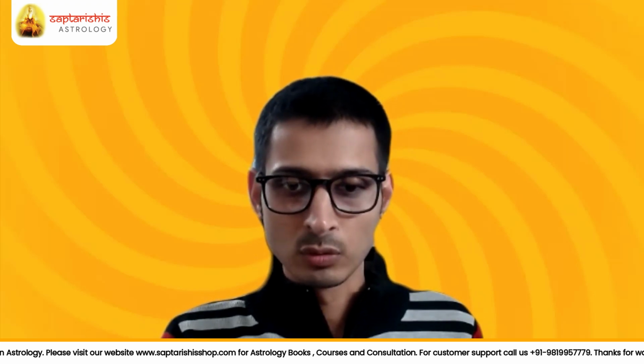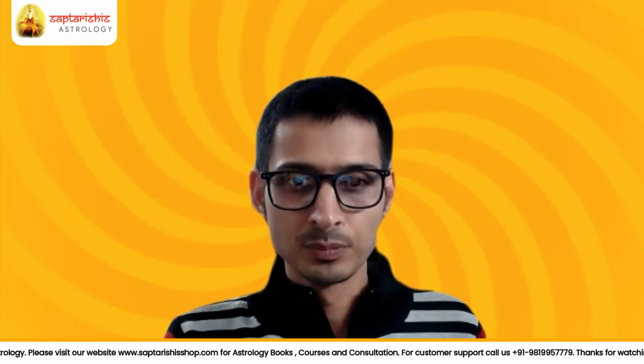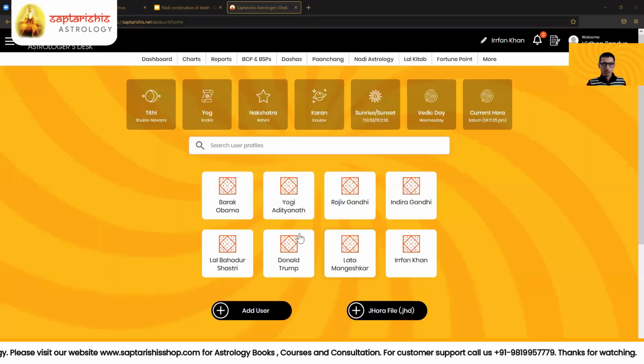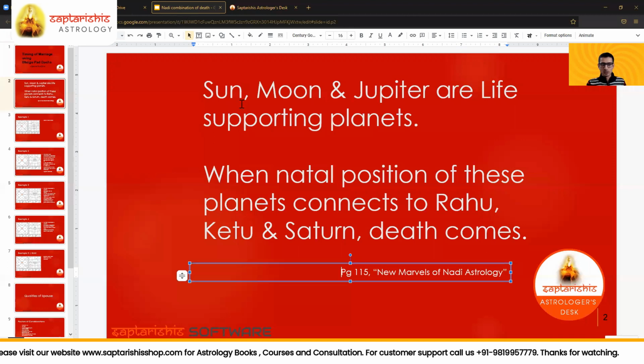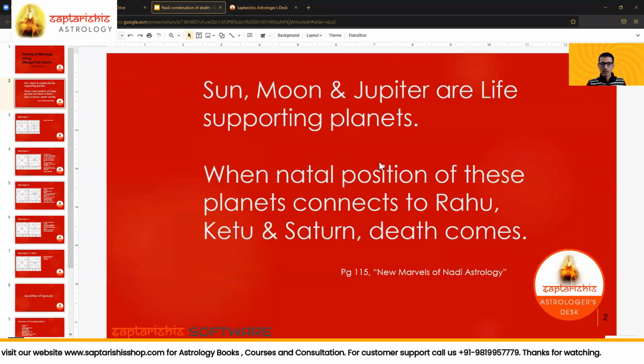So let's look at the technique. What is the technique? What's the dictum? The dictum says that Sun, Moon and Jupiter are the life supporting planets. When the natal position of these planets connects to Rahu, Ketu and Saturn, death comes. And this is written on page 115 of the book New Marvels of Nadi Astrology. As I said, this book was written by Shri Jitendra Trivedi ji.